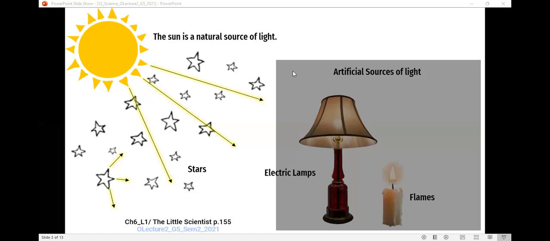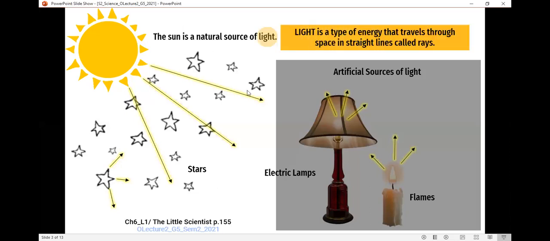So light is a kind of energy that travels in space in straight lines. These straight lines are called rays. Light is made of electromagnetic waves. If you can memorize it, this will be extra information for you. These waves travel in space in straight lines, and these straight lines are called rays.